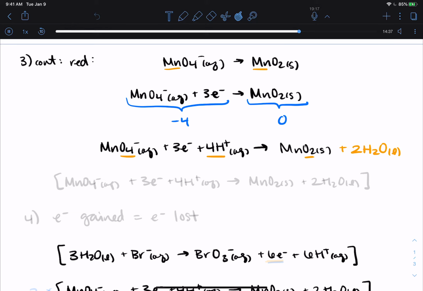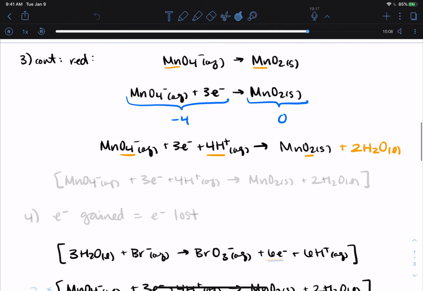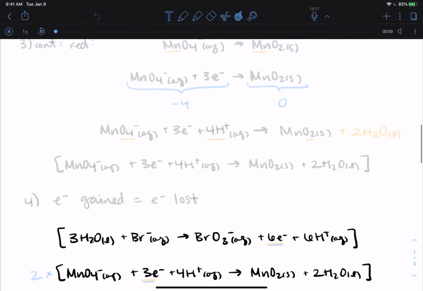I'm going to rewrite it all in the same color. MnO4 minus, plus 3 electrons, plus 4 H plus, turning into MnO2 plus 2H2O liquid. Put some brackets around this. Okay, so step 4 is make electrons gained equal electrons lost.